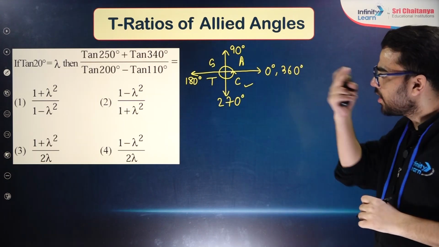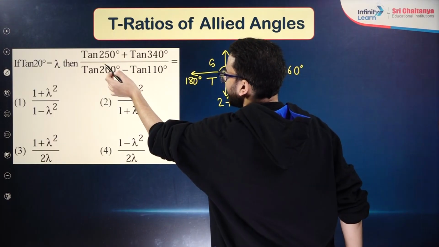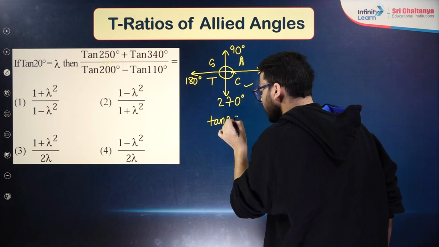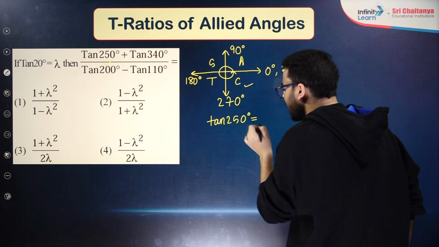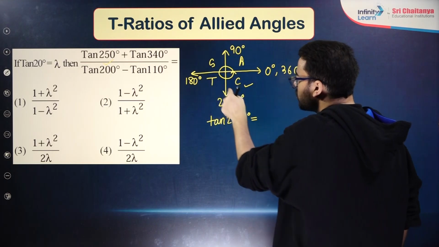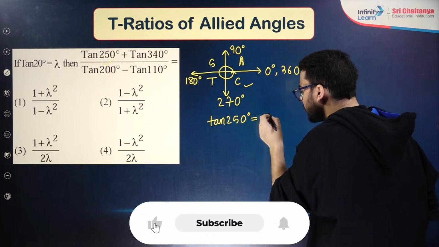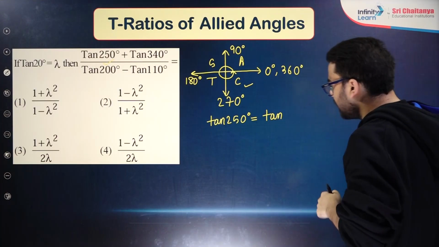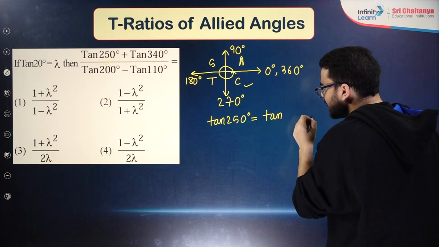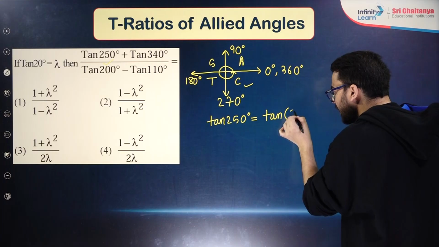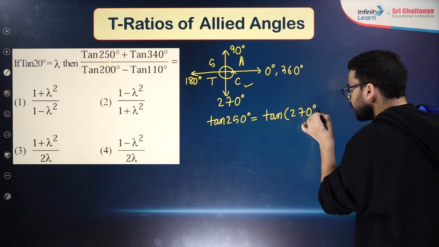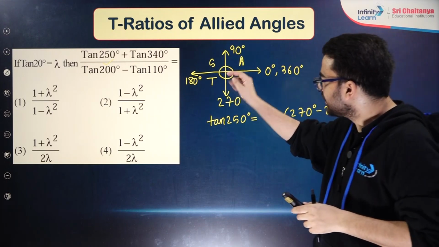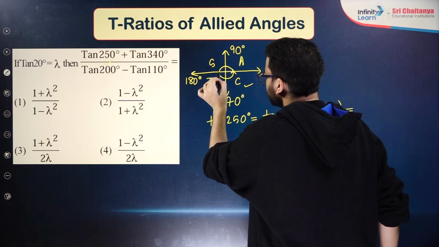Correct? Now if you take tan 250, can I write it like this? You have to write around closer to these angles. Then only you can do some kind of simplification. Otherwise, it's not possible. So I can write it like this, 270 minus 20. Correct? Fine. Now this is 270 degrees.